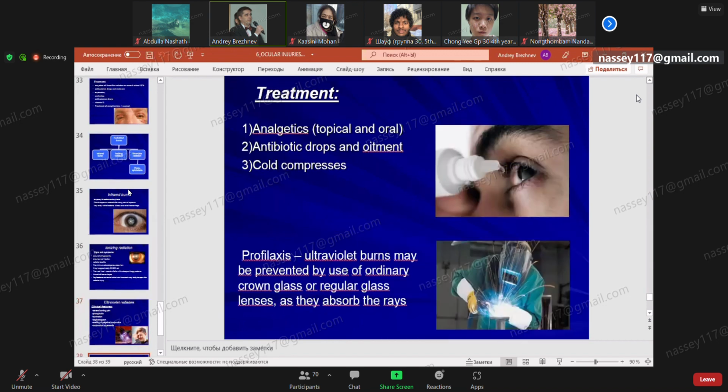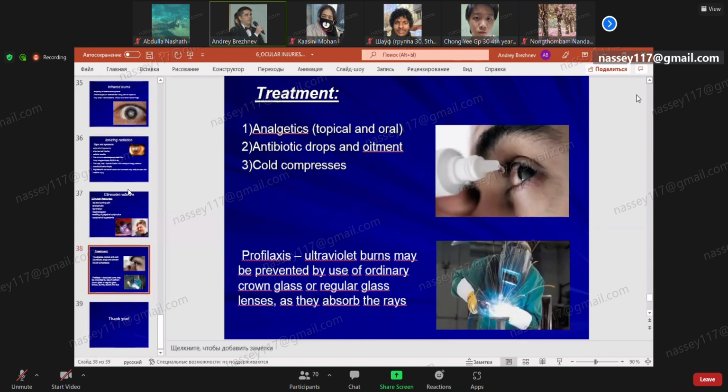Treatment: analgesics, antibiotics, and cold compresses to relieve their subjective symptoms. Because in this case, the severity of subjective symptoms is more than the real objective clinical picture or dangerousness of this condition. So it is very important to explain to the patient that it is not a severe damage, and in several hours, maximum 1 day, the symptoms will decrease, or there will even be a total recovery if it's a small erosion.